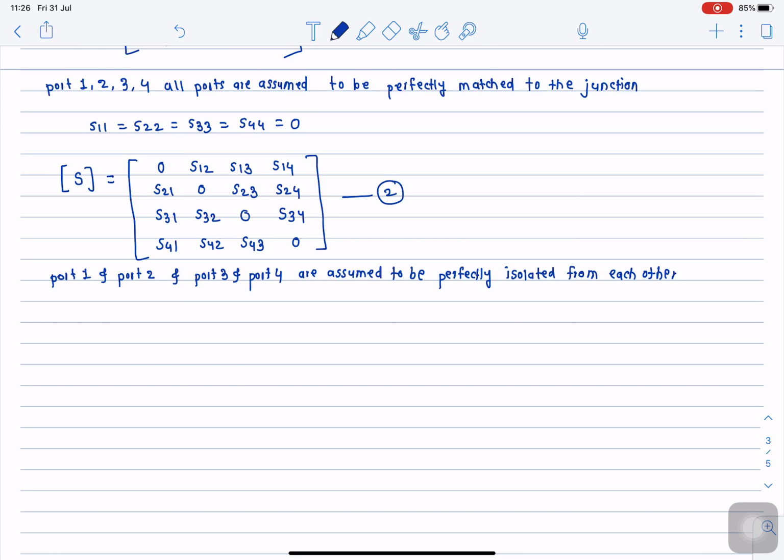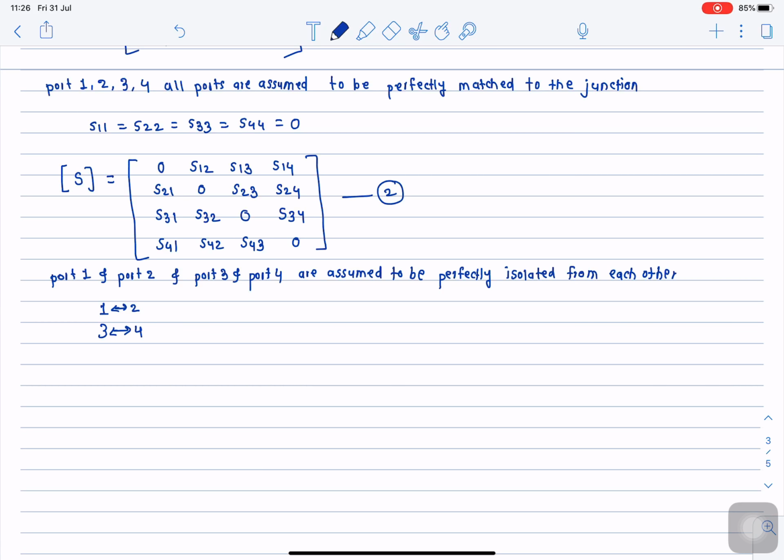So that means port 1 with 2, and port 3 with port 4. So these ports are said to be isolated from each other. If this is the condition, then what can we write? Property of isolation: S12 is equal to S21 is equal to 0, because they are isolated from each other. And similarly S34 is equal to S43 is equal to 0. Now put these values of scattering parameter in the above equation 2, and what do we get?